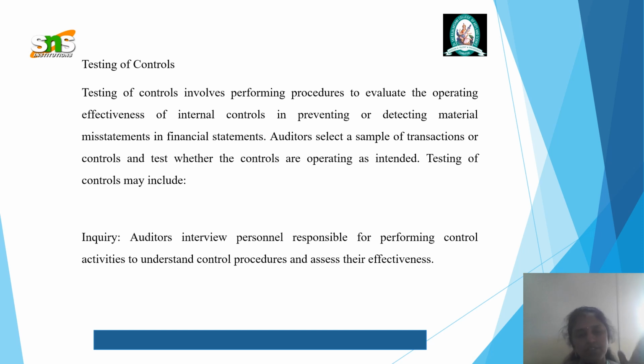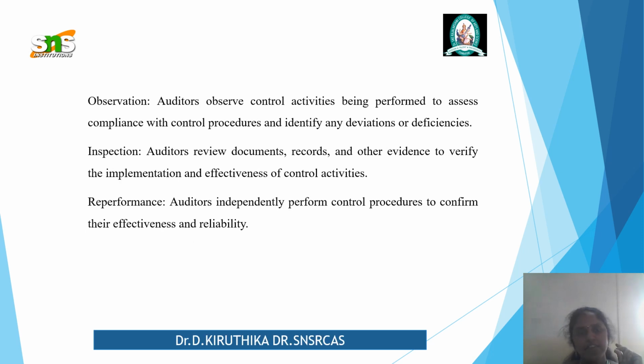The testing of the controls may include the following. The first one is your inquiry. The auditors interview personnel responsible for performing the control activities to understand the control procedures and assess their effectiveness. Next one is regarding your observation. The auditors observe control activities being performed to assess compliance with control procedures and identify any deviations or deficiencies. Next step is regarding your inspection. Auditors review documents, records and other evidence to verify the implementation and effectiveness of the control activities.